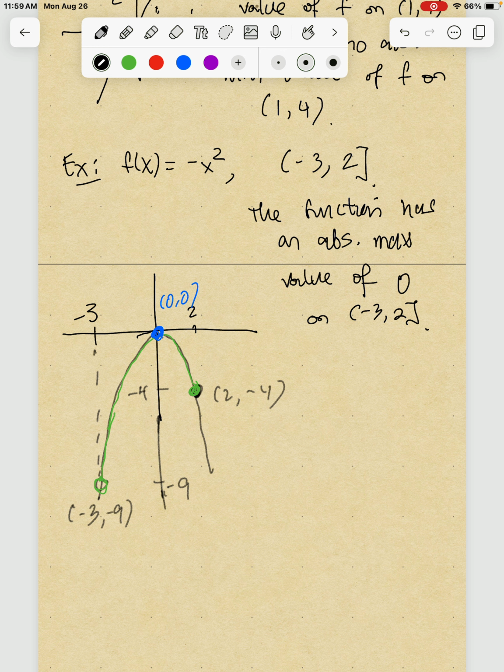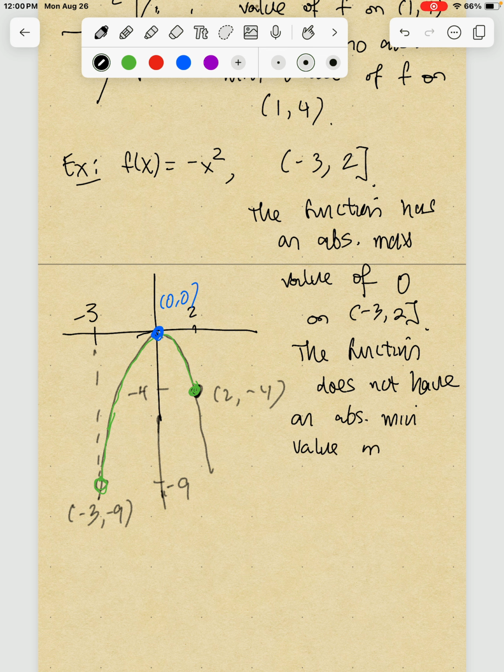What about absolute minimum? Is there a smallest y value? Well, no, because when you look at the y values, they get closer and closer to negative 9, but they never reach negative 9. The function does not have an absolute minimum value on the half open interval from negative 3 to 2.